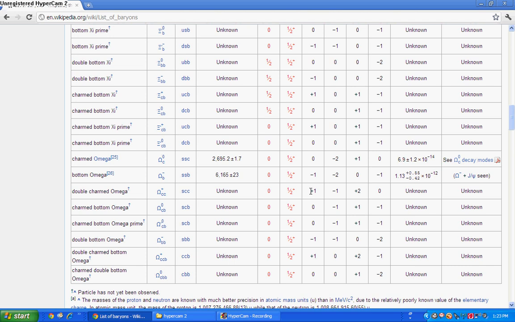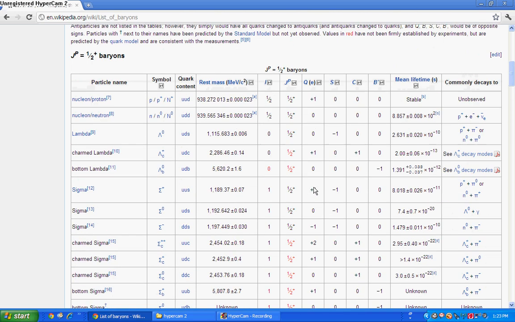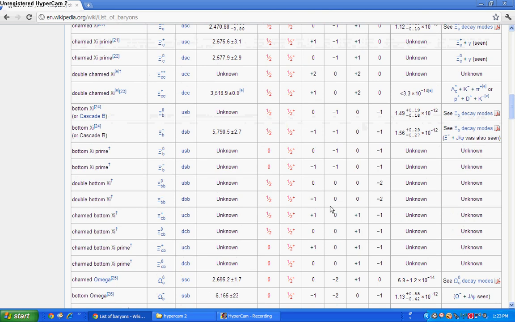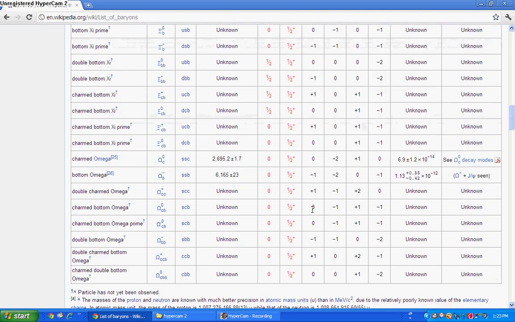Okay? So just as a reminder, this column right here that I had is electric charge. The second one was strange. Third one was charmed, and the fourth one is bottomed. So if we go down to the particle again, somewhere around here, I think it was this one. Yep, so that's the quiz.